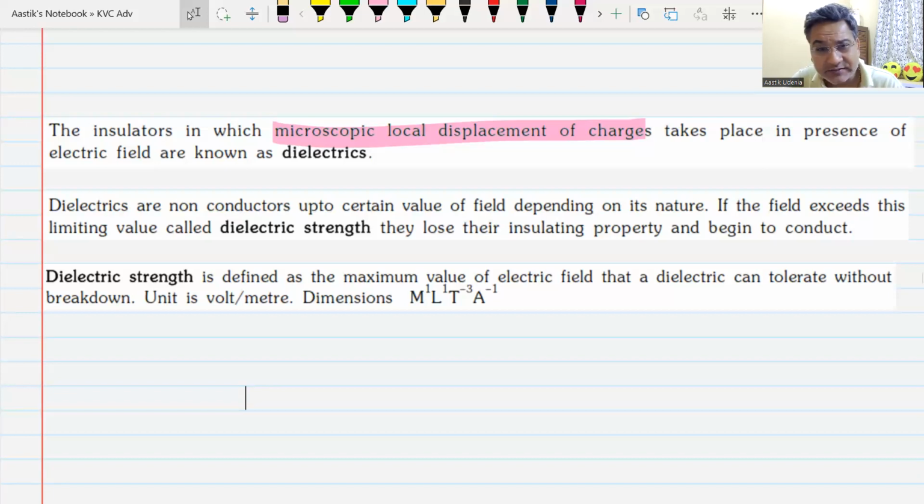So dielectric strength is the maximum field that can be applied on an insulator so that it remains an insulator and does not become a conductor. I'll give you a minute to note it down fast.